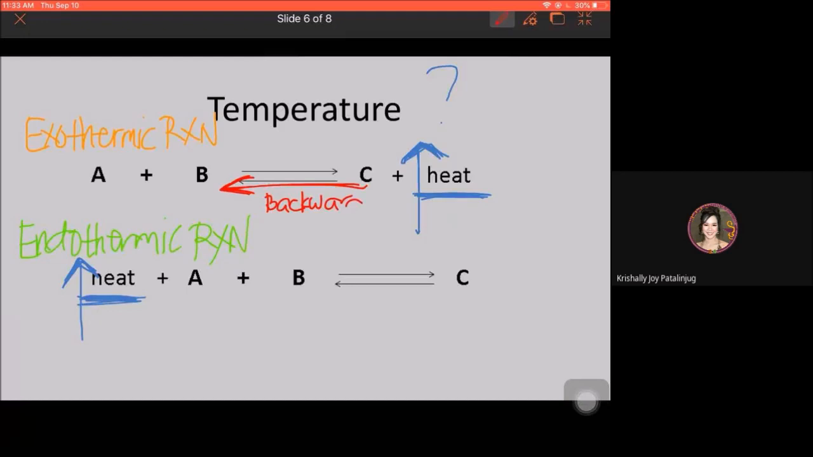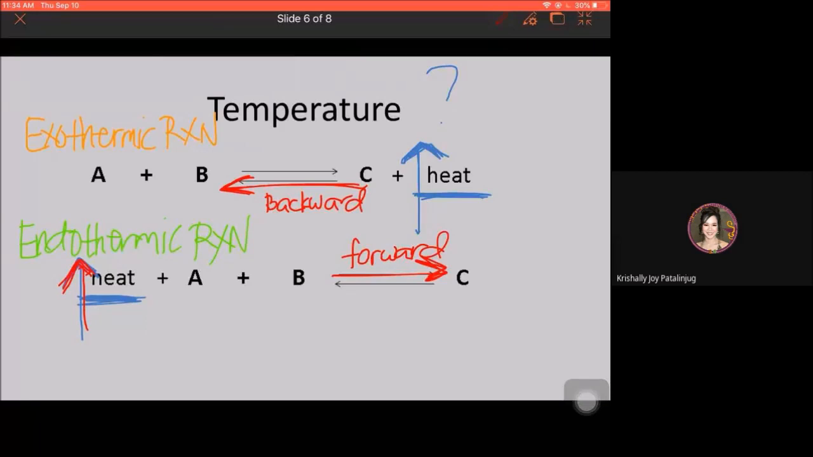Now, pag endothermic naman, tingnan, asan ba yung heat? Diba? May mga excess heat sa reactant side. Now, para again ma-restore back yung equilibrium, mag-shift yung system pa forward. So, this time, forward direction will speed up. Okay? So, yan yung way ng system para ma-restore yung equilibrium due to stress. Okay? So, ito yung sa temperature. Okay na tayo sa temperature.